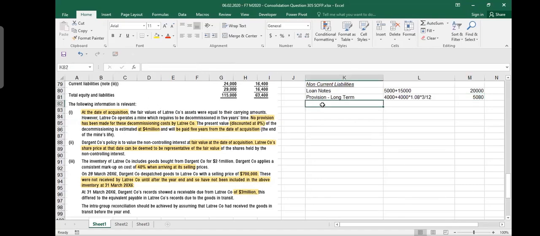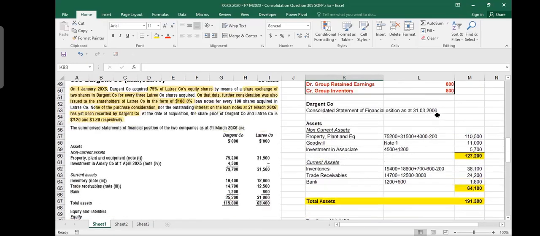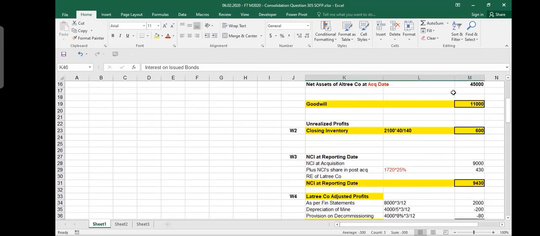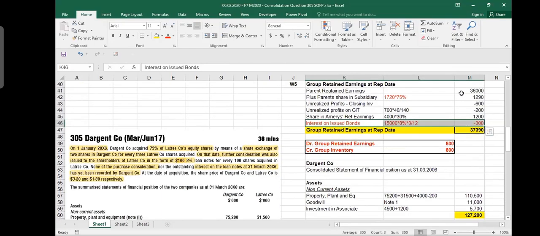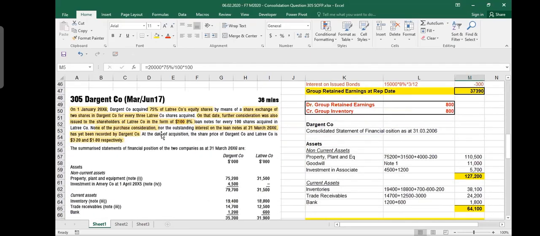And then you have accrued interest on the loan notes. So this interest on notes is actually your current liability. You will put this accrued interest. Remember when we subtracted this 300,000 from here in interest on the loan notes, when you issued these bonds of 15 million, they carried interest. In the question they told us this interest is 8%, and then they say nothing was recorded, not even the outstanding interest. So this interest was our cost.